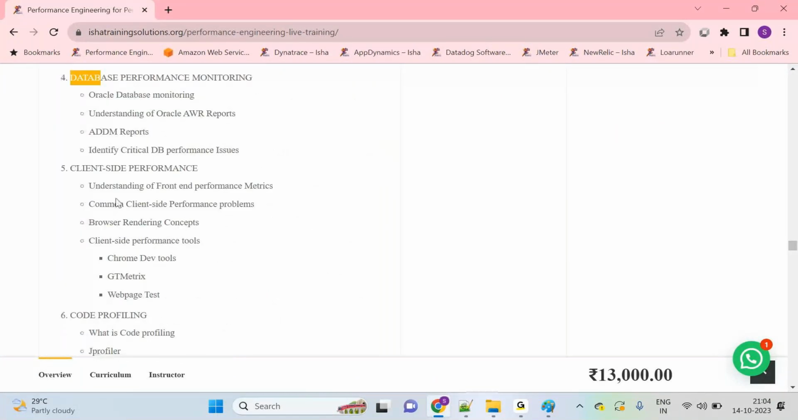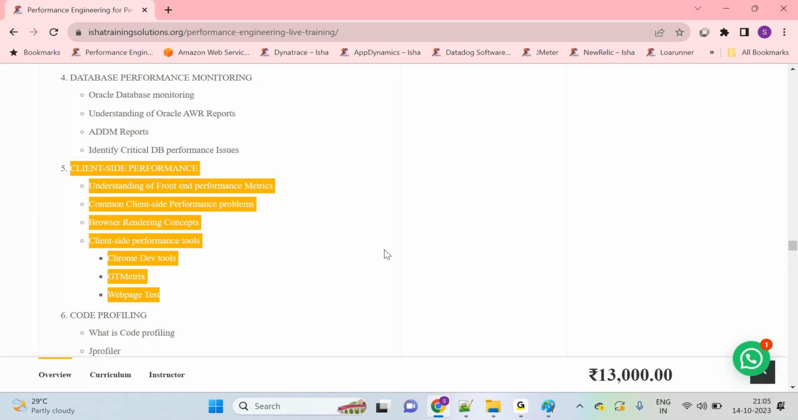We are going to learn about front end performance metrics, common client side problems, browser rendering concepts, and we are also going to learn about three different tools: Chrome DevTools, GTmetrix, and WebPageTest. These client-side monitoring tools we are going to learn.